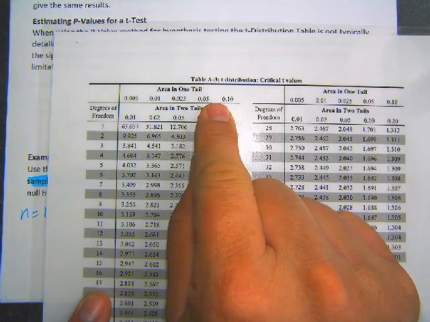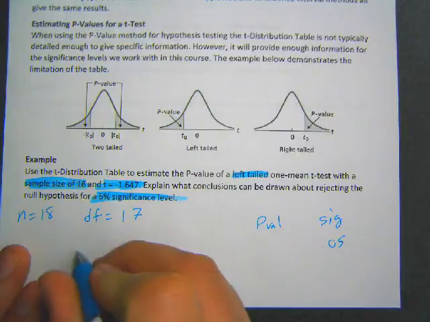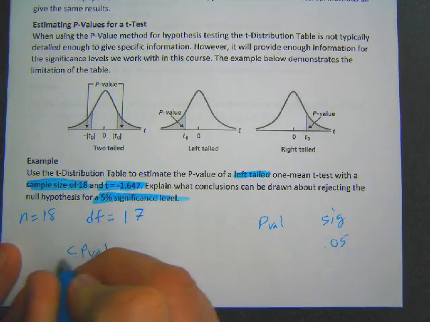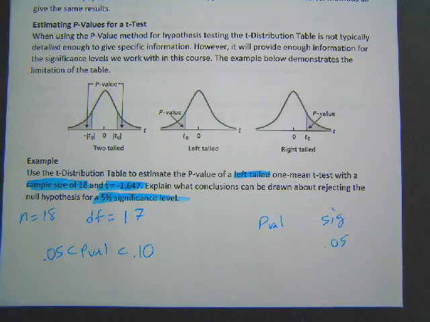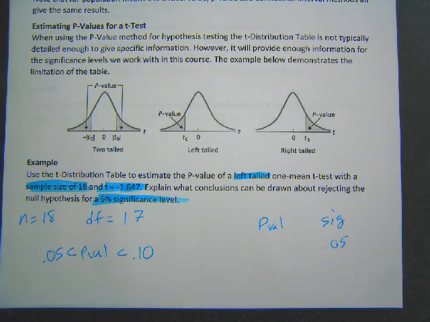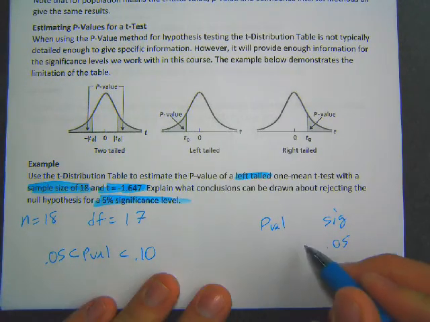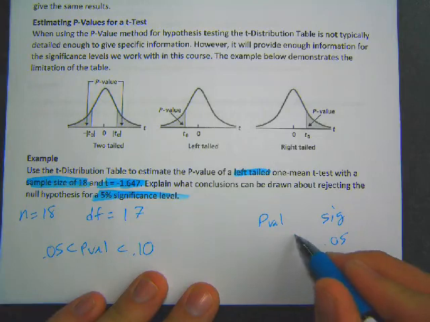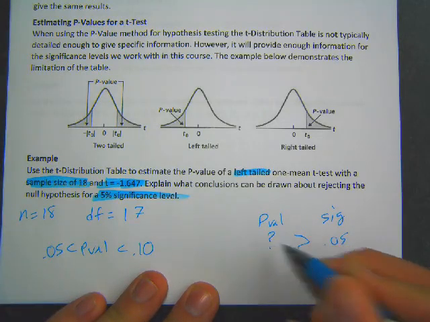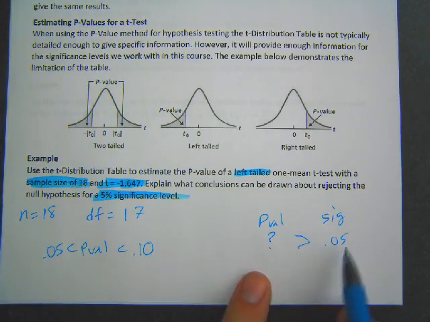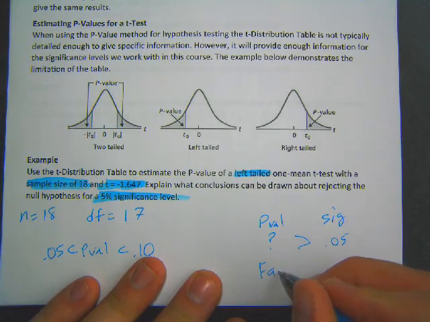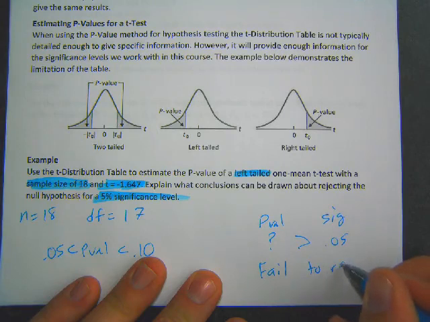So we don't know what it is, but we do know that the p-value is bigger than 0.05 and less than 0.10. So we don't know what the value is going to be. We just know that it's going to be between those two numbers. Well, that's actually enough because we know that the p-value is going to be bigger than 0.05, which is our significance level. So we don't know what it is, but we do know it's bigger than 0.05, which means for us, since it's too big, we fail to reject.